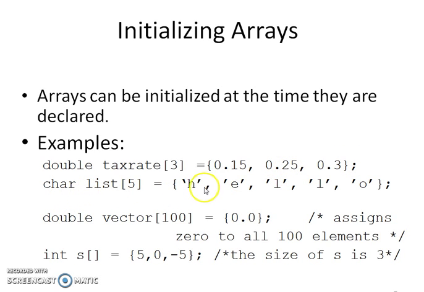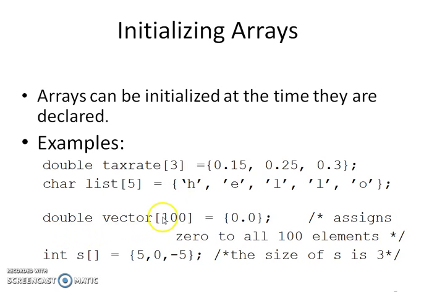Similarly, if I want to store hello in a character array, that is a string, we can use an array list of 5, which is initialized with HELLO, all the characters in single quotes.